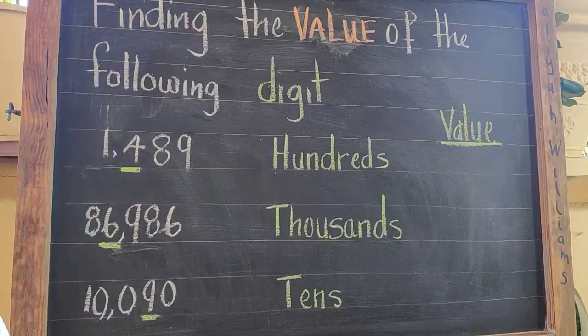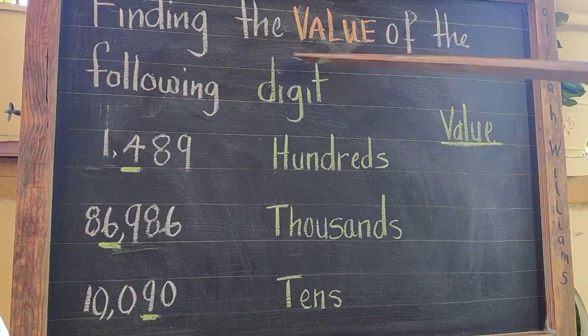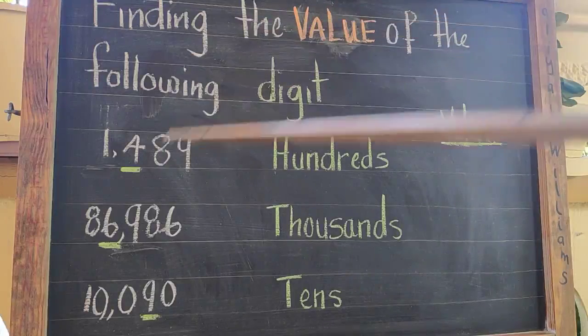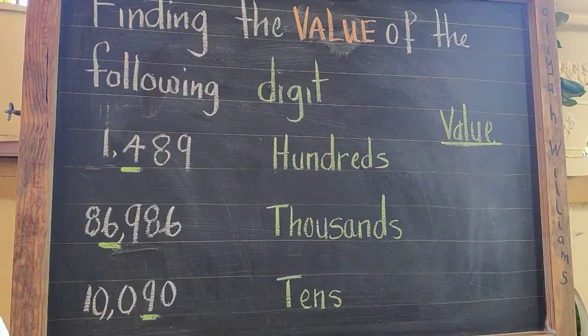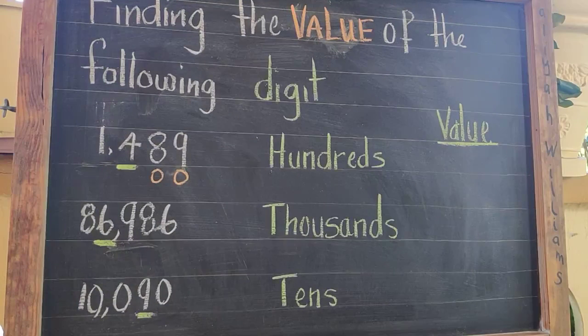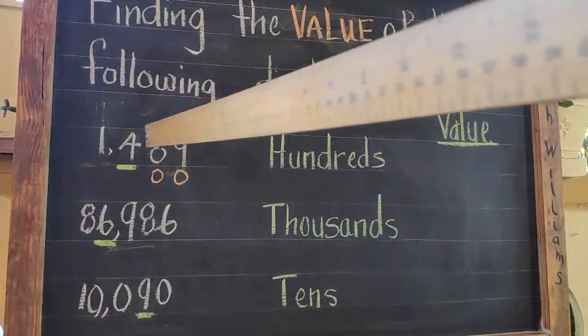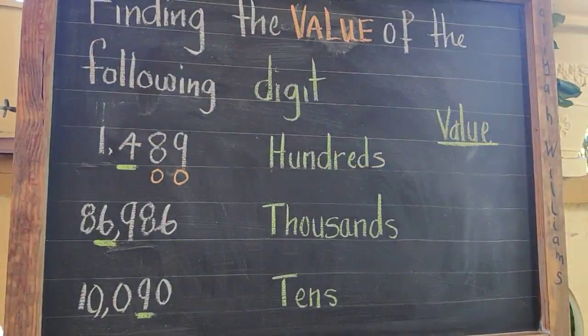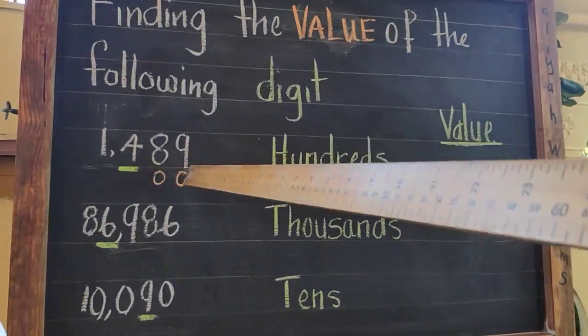What we're looking at now is the value. What is the value? How do we find that? What is the value of the underlined digit? In order to write the value, we must maintain its position, whether it's in the first, the second, or the third position. So how do we maintain that position? By putting zeros to fill those positions.